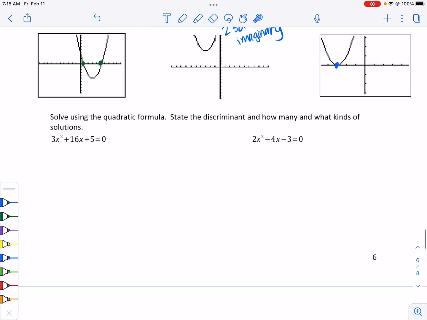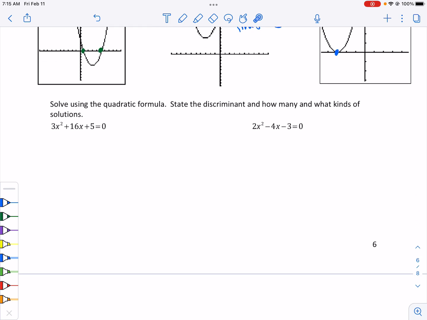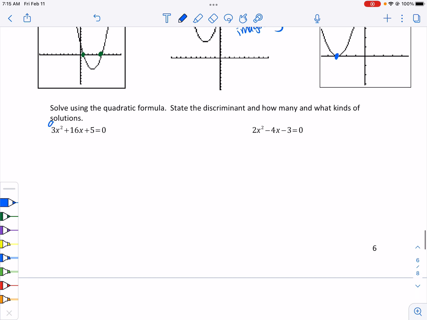Okay? So we're first going to start by figuring out the quadratic formula and saying the solutions based on the discriminant. Okay? So it's helpful to identify your a, b, and c. So a here is 3, b is 16, and c is 5. Remember, your a, b, and c do not include the x values. Okay? So then our formula is x equals negative b plus or minus the square root of b squared minus 4ac all over 2a. So now I'm going to plug everything in.